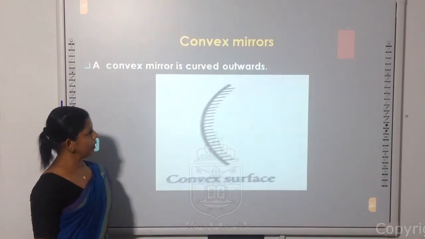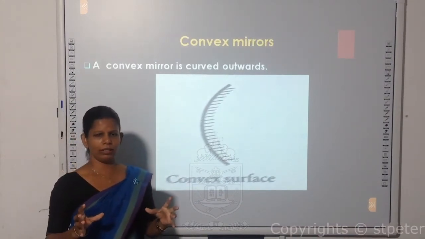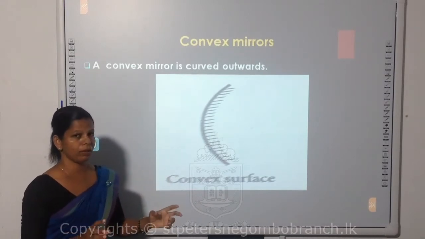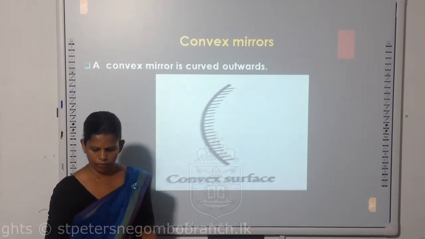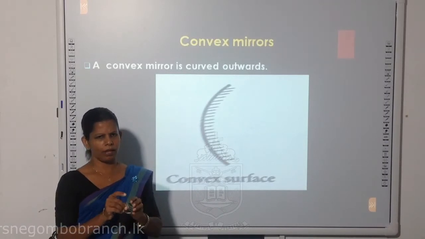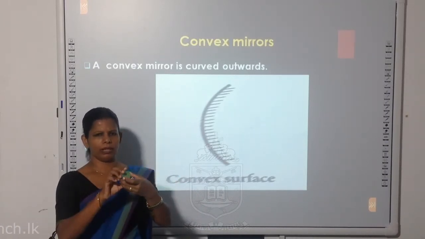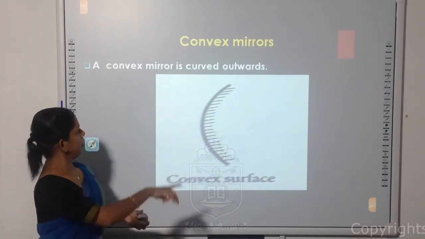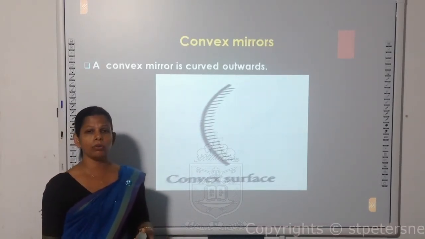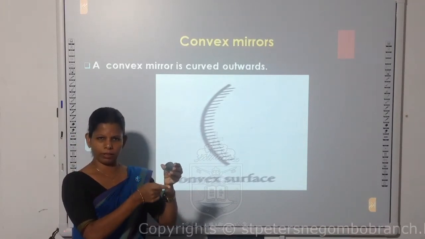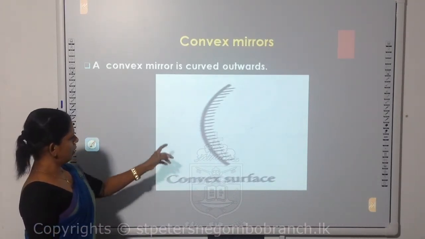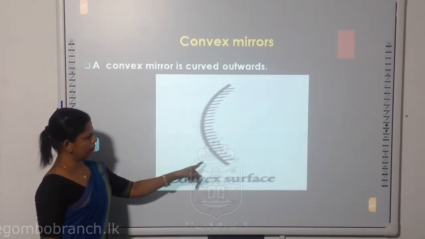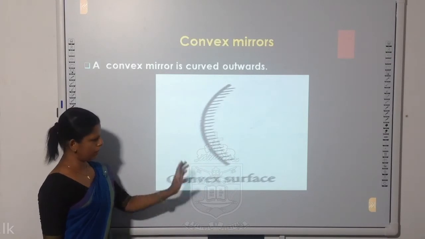So my dear children, those are the things that we discussed under concave mirror. Now we are going to talk about convex mirror. So when we talk about the convex mirror, this is the convex mirror. You can see both sides, I will show you. Okay. So a convex mirror is curved outwards. Curved outwards. So there is a diagram. You can see the diagram. This is the ray diagram of the convex mirror surface.